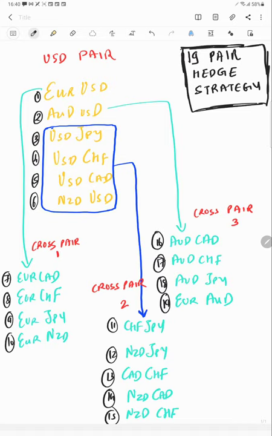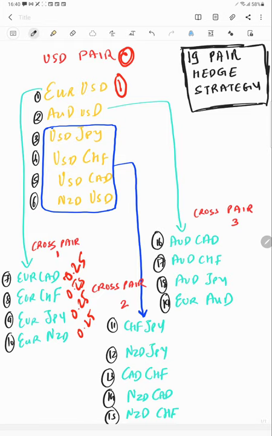See the USD pairs, there are 6 major pairs we have connected: Euro USD, AUD USD, CAD, USD CHF, and so on. Out of the Euro USD, we have taken 4 cross pairs which are hedging with it. Suppose we are trading one lot here, we will divide it into these 4 pairs with 0.25 lot against the Euro USD. If we take the sell, we will take the buy. According to that, we are doing the hedge.